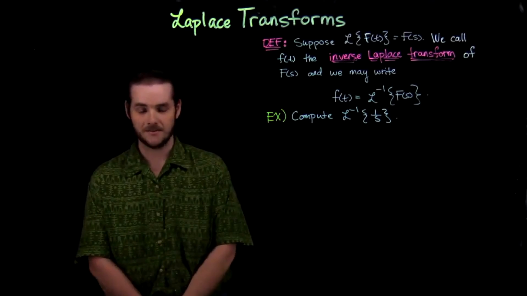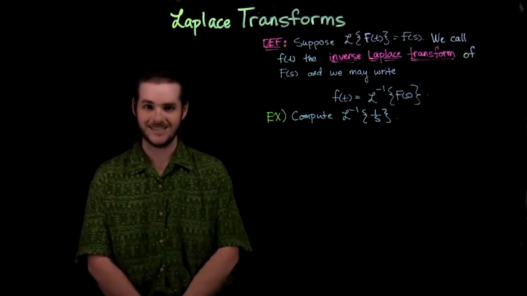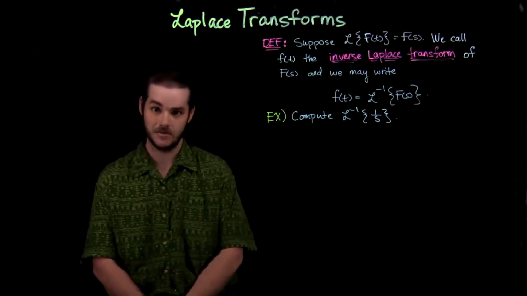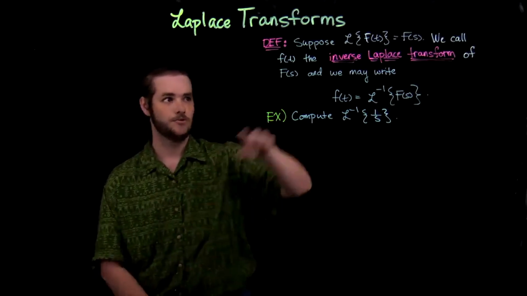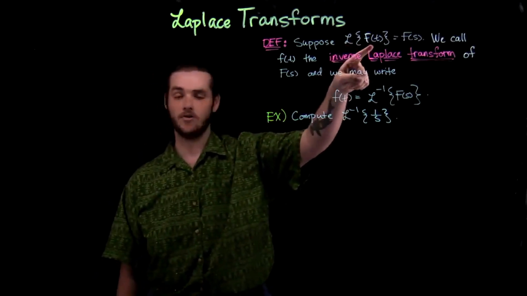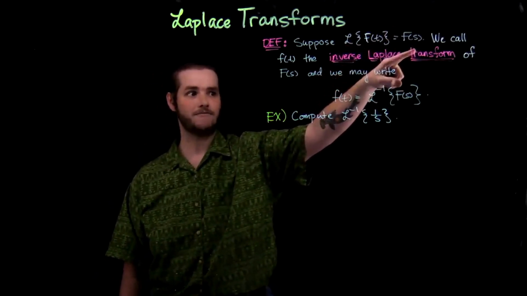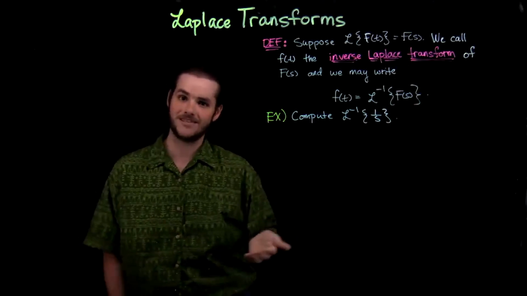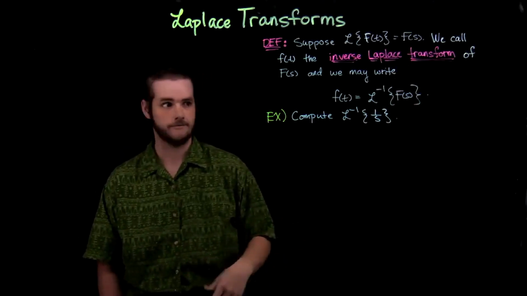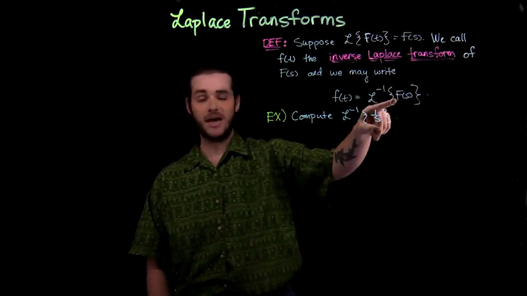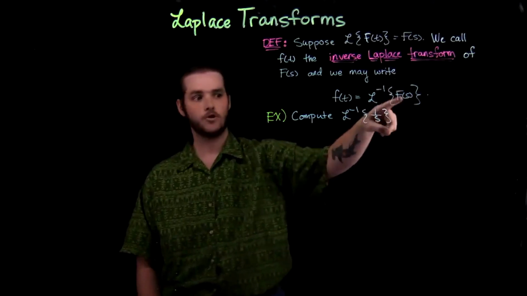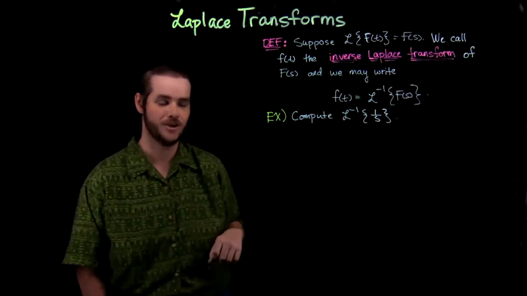Now, as you might expect, the inverse Laplace transform is simply the operation that undoes a Laplace transform. So if I know that L of little f is capital F, I could say that little f is the inverse transform of capital F. Or in other words, I can go backwards from transform land into normal land.